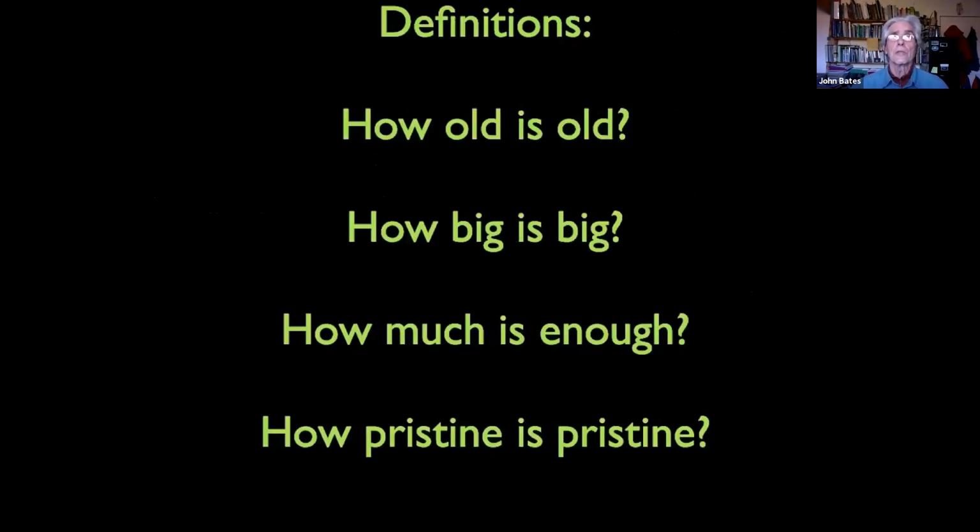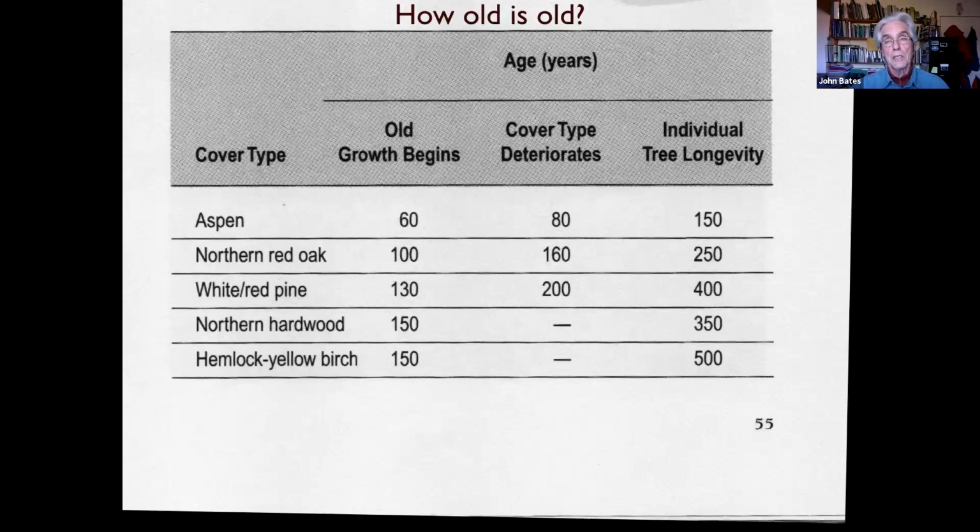One of the huge issues with old growth forests is how in the world do you define them? And people argue about this endlessly, and there is no way to ultimately define it because how old is old, how big is big, how much is enough? And how pristine is pristine? So we'll look at those 4 questions very quickly. If you have an aspen forest, heck, it's old growth by the time it's 60 years old because it's a short-lived species. They're dying pretty dramatically by 80 years old. If you look at white and red pine, old growth begins at 130, more or less, and they can live to be 400 years old.